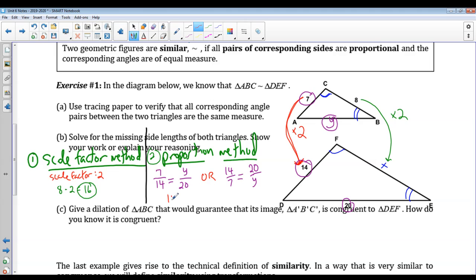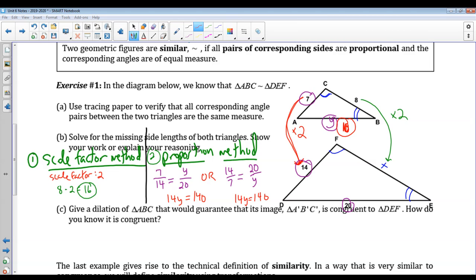We'd have 14y. It actually would be the same on either of these. So it's kind of neat to see how it matches up. I would have 14y equals 140. Same thing if I did this equation, 14y equals 140. Divide both sides by 14, and we would get y equals 10. And that certainly makes sense when I look at the scale factor of 2.